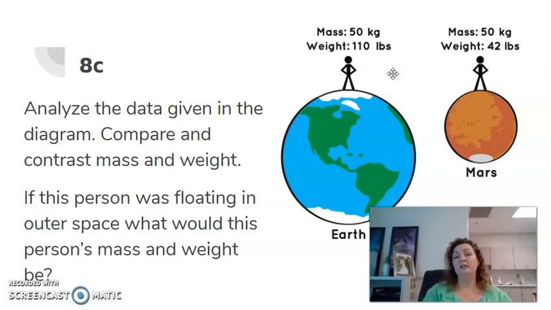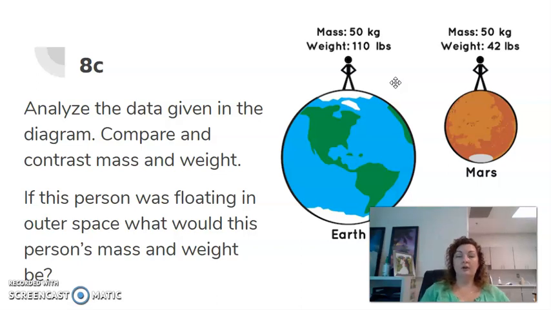Okay. Now, what does change is your weight. And you can see this displayed here. You have a larger weight on Earth and not so big of a weight on Mars. What can we infer about this? Well, Earth is a lot larger than Mars, right? And therefore, Earth's gravitational pull on us is going to be a lot greater. And that is exactly why we weigh more on Earth than Mars.